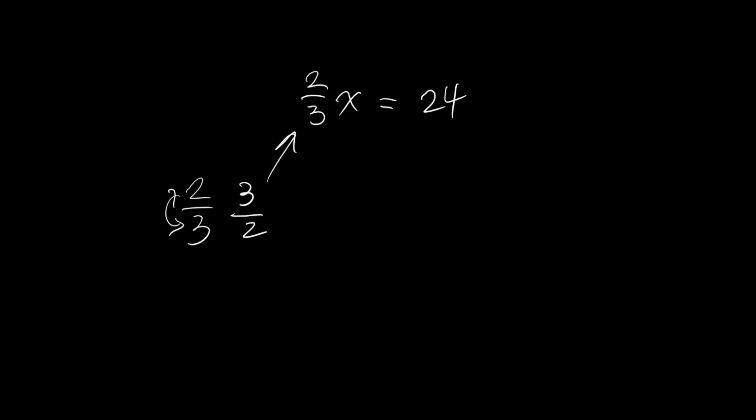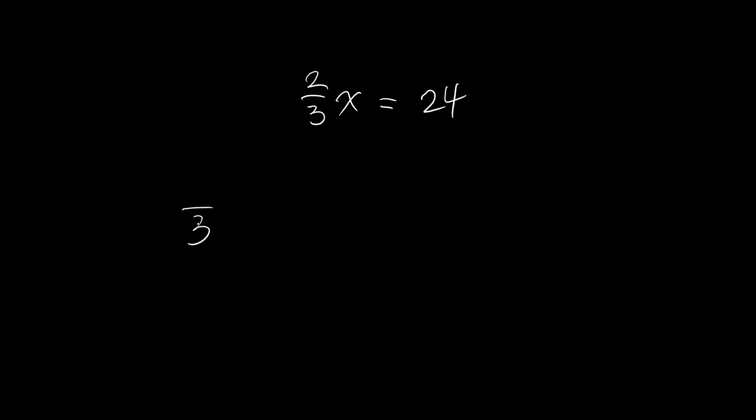Let's do one more example. 2/3 of x is equal to 24. Another way of doing this is to find the reciprocal. Reciprocal basically means flipped. So the reciprocal of 2/3, if you flip the numerator and the denominator, you get 3/2. And when you multiply them, you'll realize that these two cancel out, and you get 1.